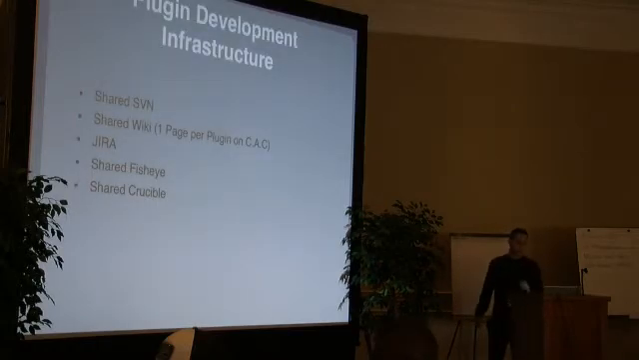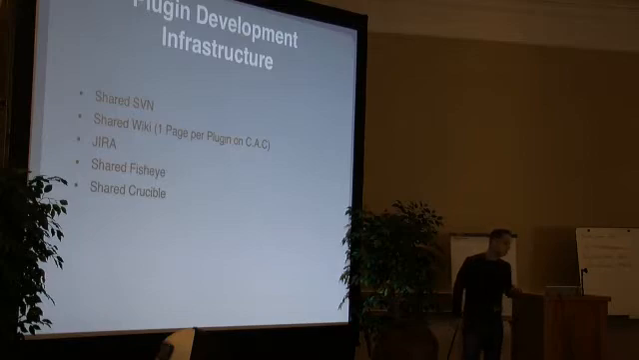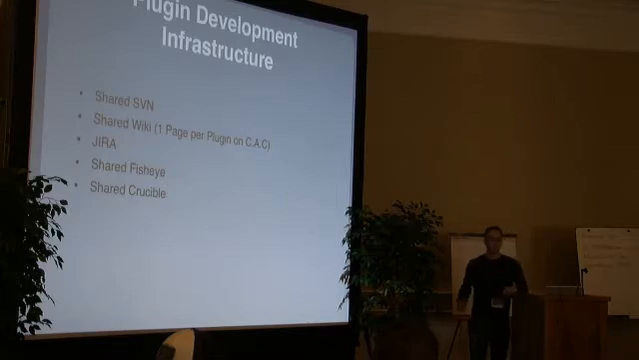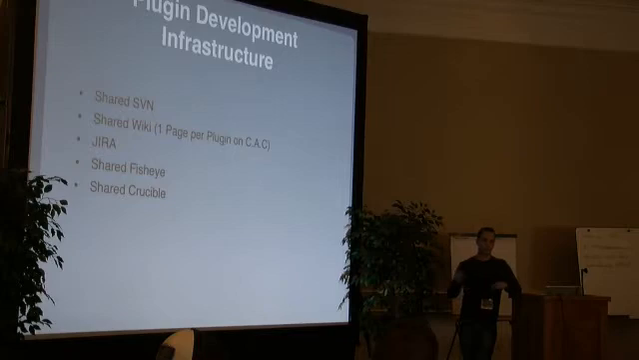So the next thing we're working on is improving the plugin development infrastructure. So far, we have a shared SVN repository that all plugin contributors share with each other. There's no permission for a certain directory. Everybody has the same permissions across the whole directory. You also share a wiki, usually for documentation. Each plugin gets 1 page where they can put some documentation. You can have multiple pages if you want, but that's the common standard.